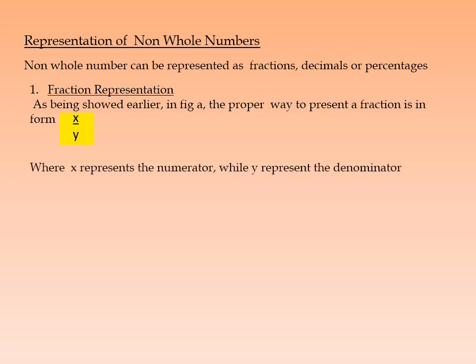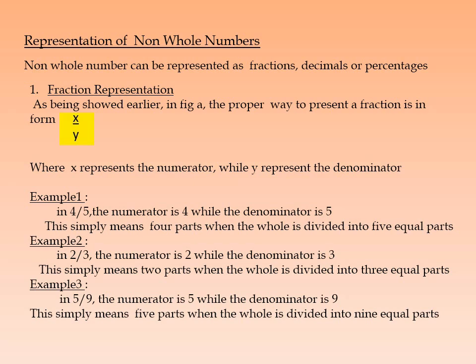The proper way to present a fraction is in the form x over y, where x represents the numerator while y represents the denominator. You can see various examples, about 3 examples below. Example 1 said in 4 over 5 the numerator is 4 while the denominator is 5. This simply means 4 parts when the whole is divided into 5 equal parts.